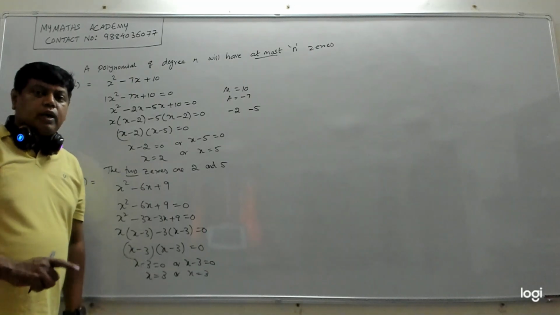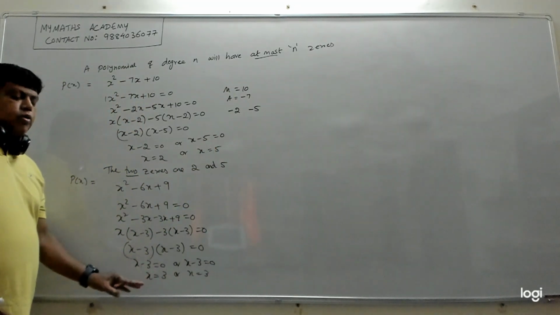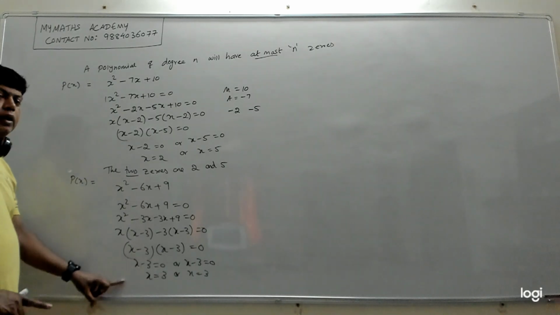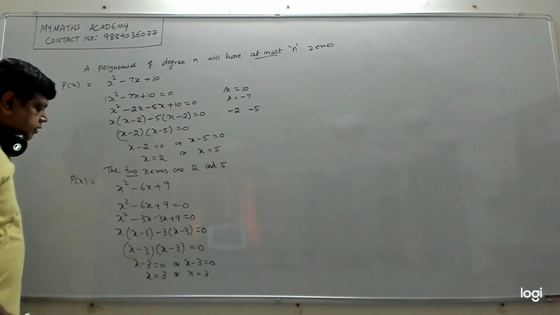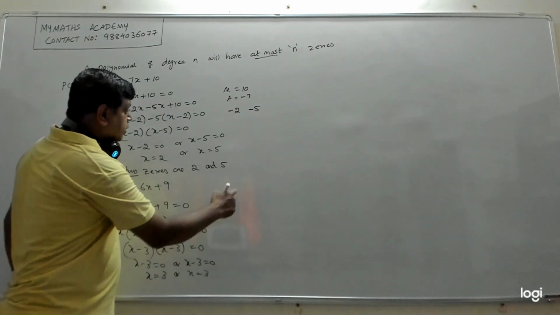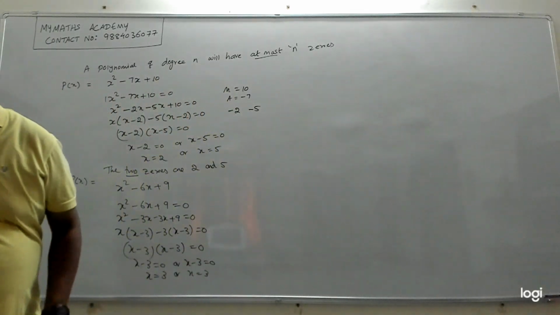So x is equal to 3 is the only 0. So there is only 1 0, which is x is equal to 3. So this has only 1 0. So continuation of this, I will write it here. Right, let me erase this.